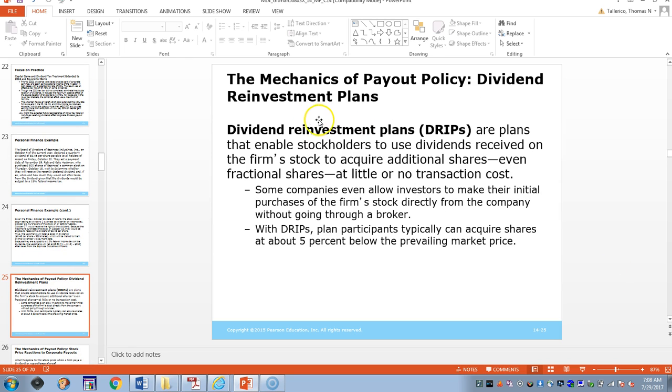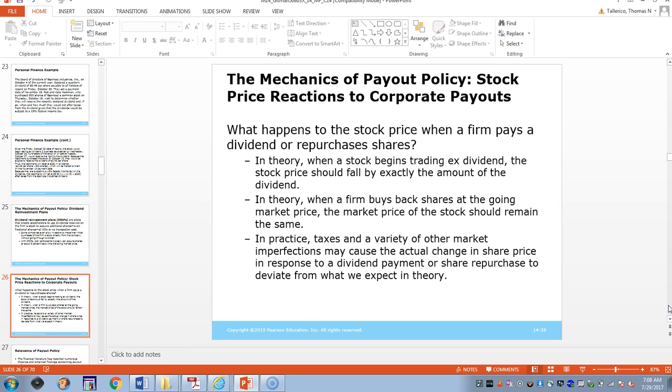All right, these things, as I just mentioned, are called dividend reinvestment plans. When I get dividends, they buy additional shares. That's all you really have to know about that. It's a good deal.